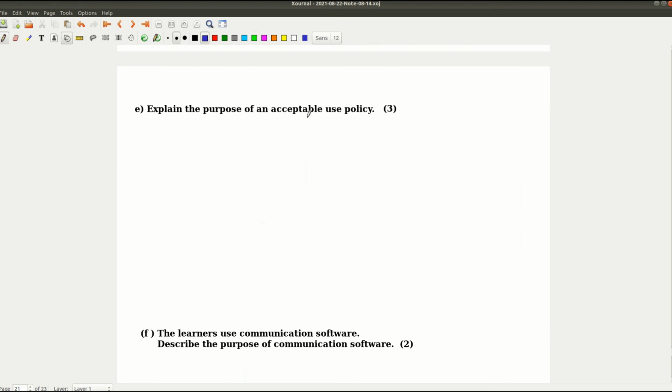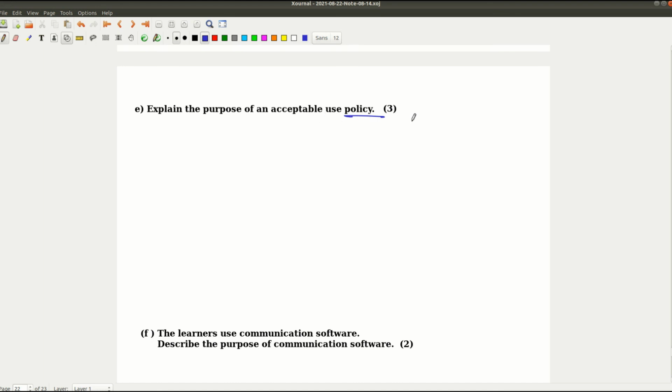Explain the purpose of an acceptable use policy. Okay. So what's the meaning of policy? Policy means rules and regulations. Like if you buy any type of software, there is a license. So they provide a number of rules and regulations. And even if you join any company, then they will also provide you some documentation. There is some policy like you won't share their personal data with other people. This is called a policy. So we'll explain the purpose of an acceptable use policy.